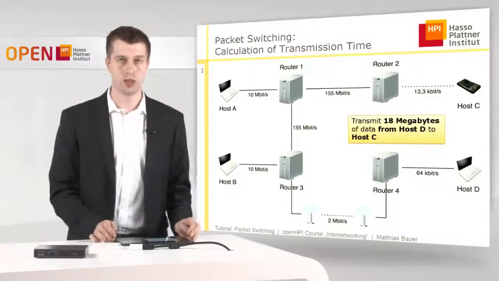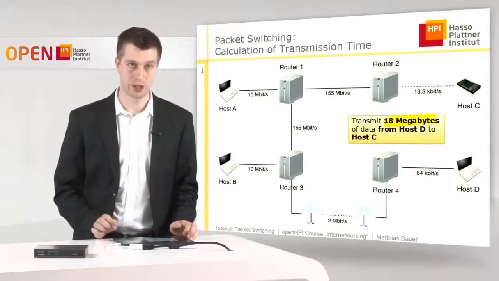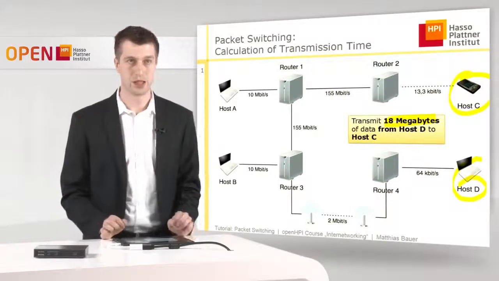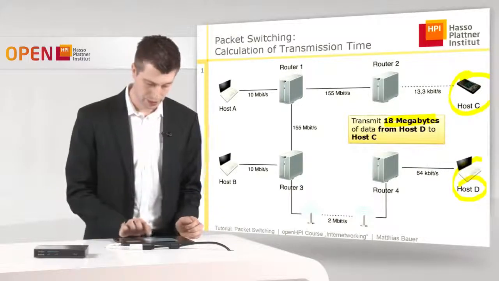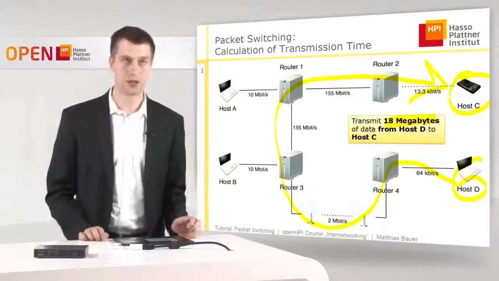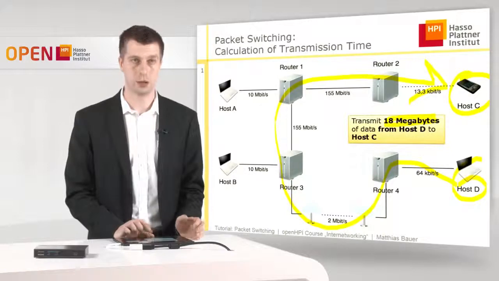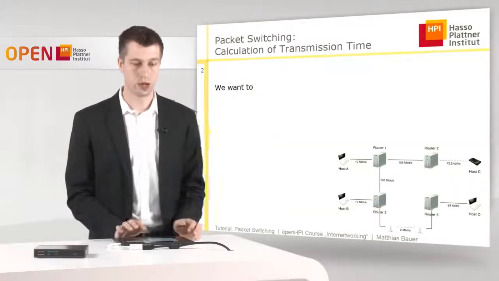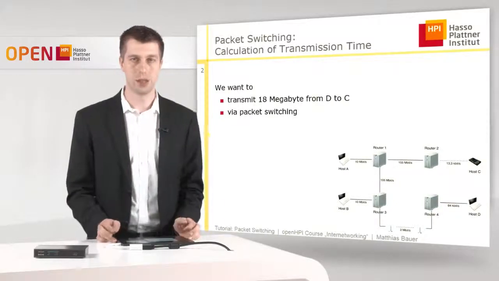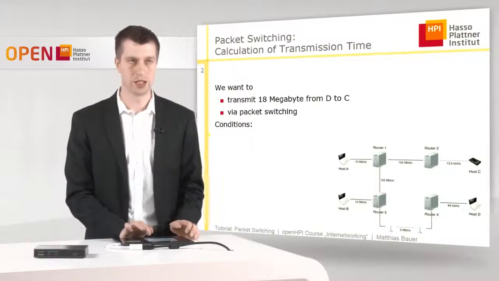This time we want to calculate how long it takes for 18 megabytes to be transferred from host D to host C. And as we can see in our drawing, the packets will use this way to get there. But how long does it take, and how is it to be done? So our plan is to transmit 18 megabytes from D to C via packet switching. And we have several conditions that we have to agree on.